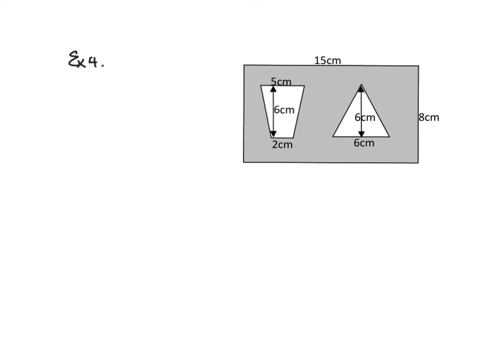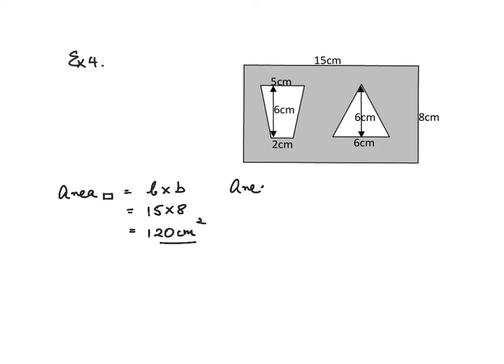Fourth and final example, what we want to do is to work out the shaded area. So there are 3 shapes here. We have a rectangle, we have a triangle, and we also have a trapezium. So the area of the rectangle, that's length times breadth. So 15 times 8. 8 tens are 80, 8 fives are 40, that gives us 120 centimetres squared.